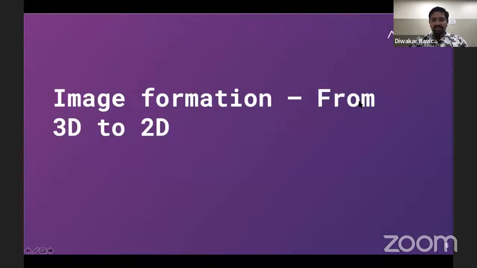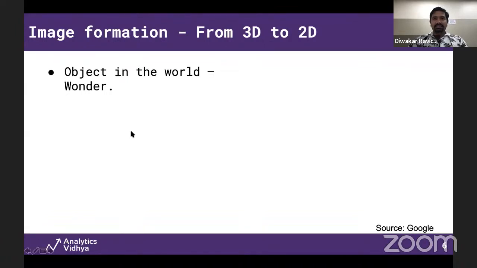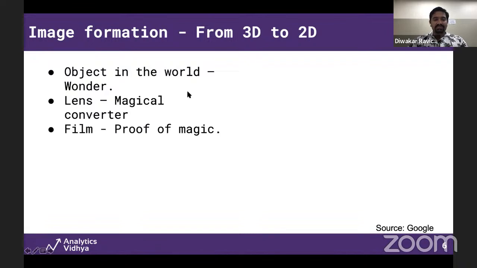So I think if we start from the basics, this is where we have to start: explain or try to understand how images are formed, right? Basically, we first try to figure out the mapping from the 3D world to the 2D world. The 3D world being the real world, the 2D world being the camera world, the virtual world. So image formation from 3D to 2D, that's the idea here. The way I look at it is, object in the world, it's a wonder how we've created so many great things. The lens, I just call it a magical converter that converts 3D to 2D. Film, that's the proof of magic that it is converted 3D to 2D.